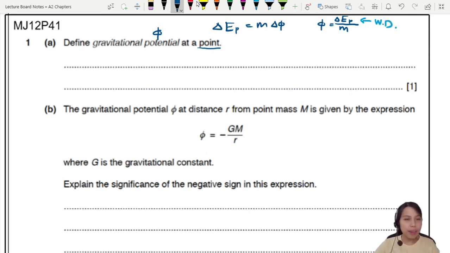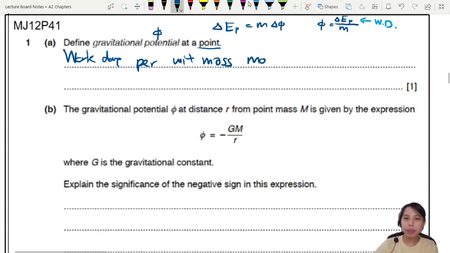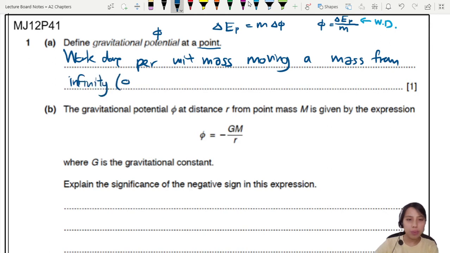So you can say this definition is the work done per unit mass. To do what? You do work for what? Oh, do work moving. So an external force is moving something around. So moving a mass from very far away, so from infinity, that is where potential is 0, to some point nearer. That is where potential is negative.